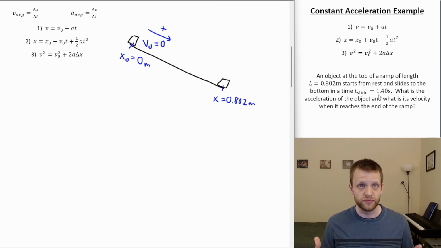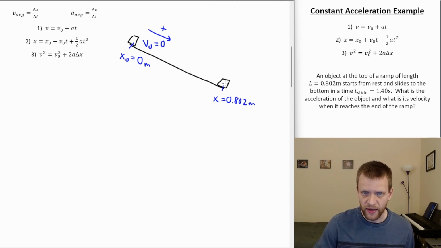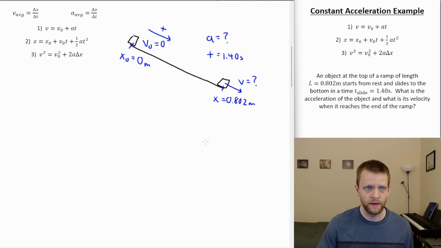Sometimes terms that are written into the questions imply certain physical quantities. And we're trying to find out how fast this thing is moving at the bottom of the ramp, so the final velocity. We also want to find the acceleration, but our time is 1.40 seconds.